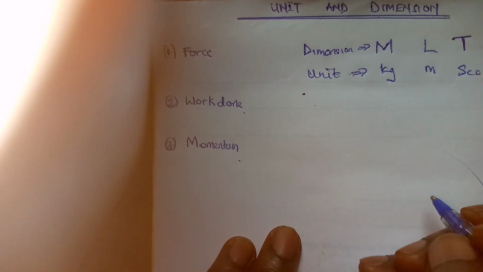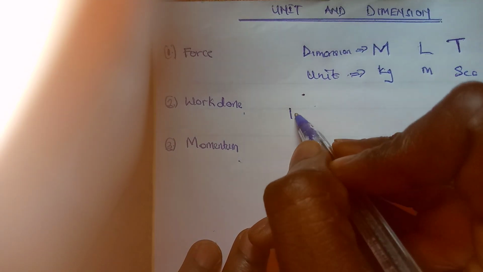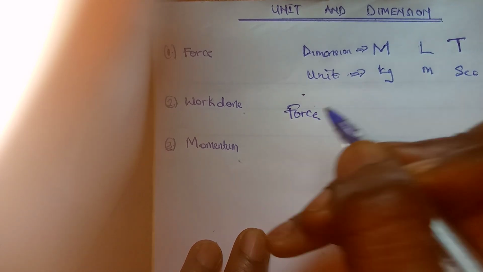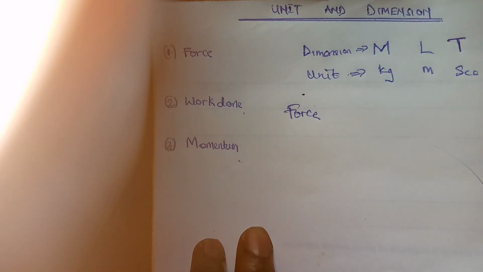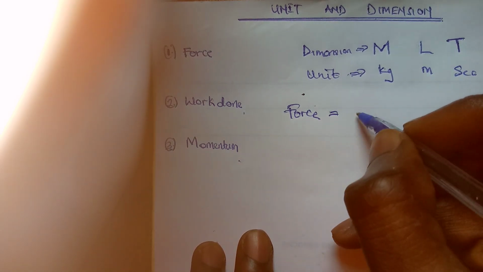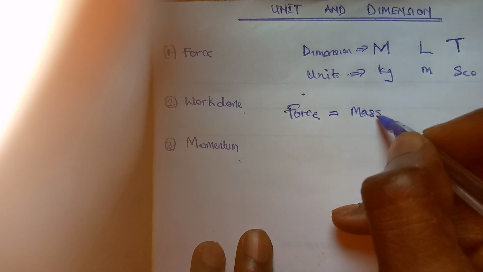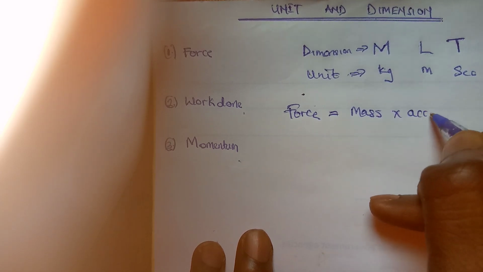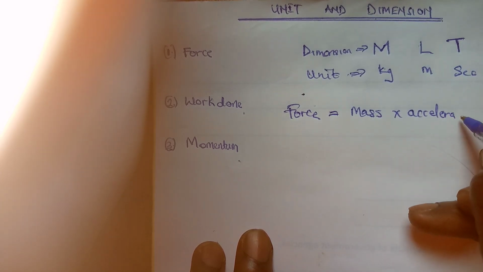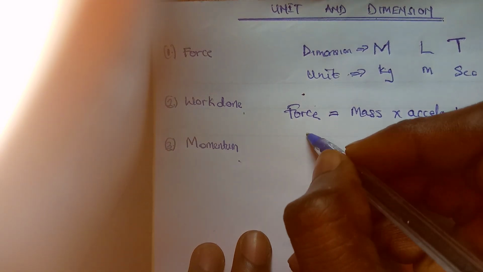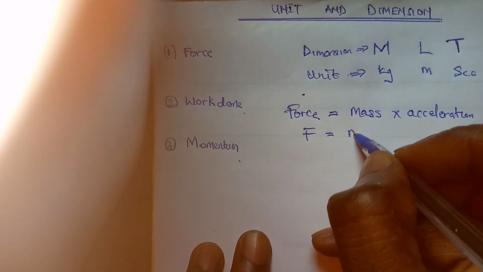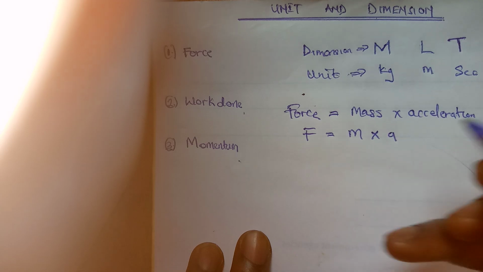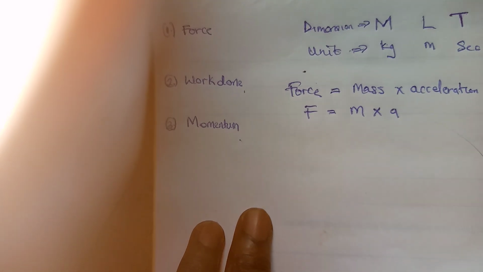For the first example, we have force. Force is a derived quantity. The formula for calculating the force is mass multiplied by the acceleration, that is F equals m multiplied by a. So this is the first example, which is the force.